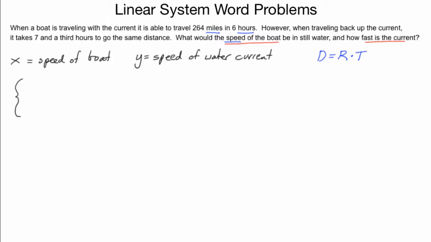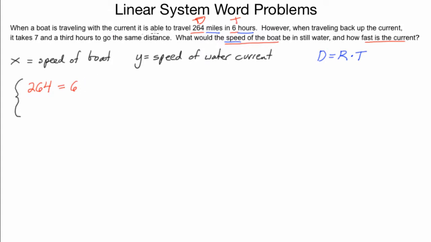So I know I've got 264 miles, that's a distance, and 6 hours is a time. What I don't know is the rate. So I'm going to put down 264 miles in my distance. That's how far I travel. And it takes me 6 hours, so I'm going to put that in for time, but now I need to think about what am I multiplying my time by?